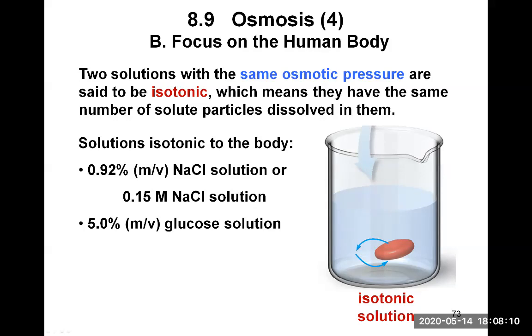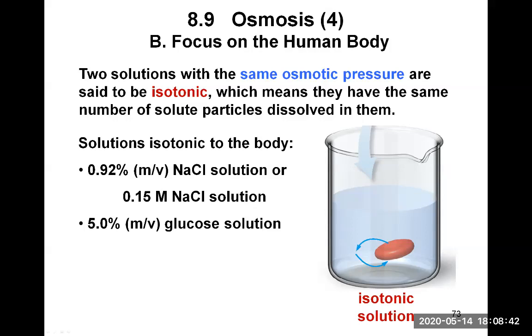So here we have an example of a red blood cell placed into a beaker with an isotonic solution. That means the solution inside the red blood cell and outside the red blood cell are isotonic, which means they have the same number of particles dissolved in them. And solutions isotonic to the body are always the same for everybody.